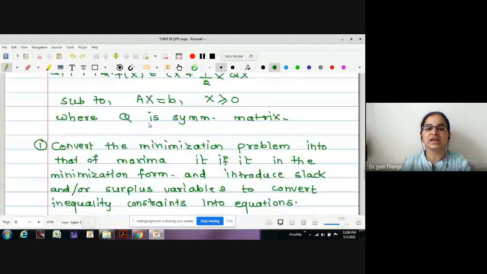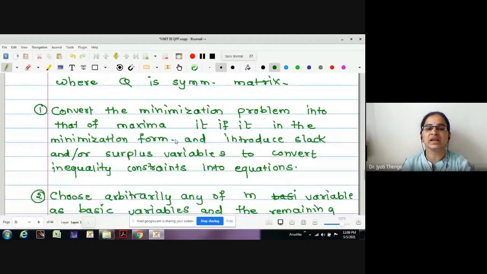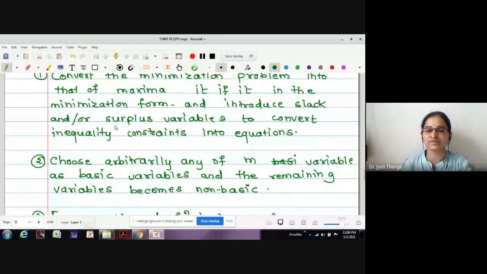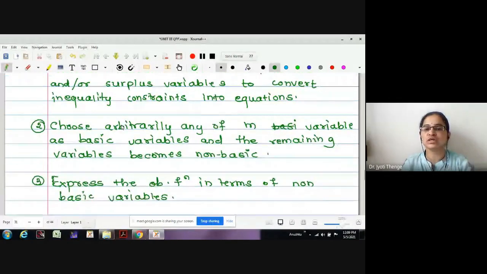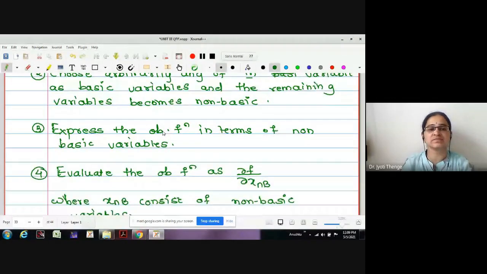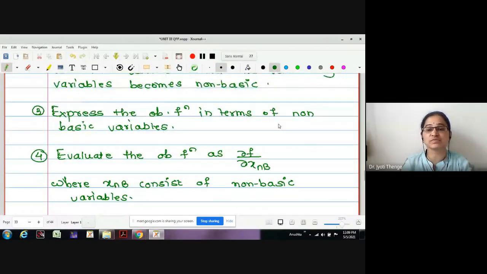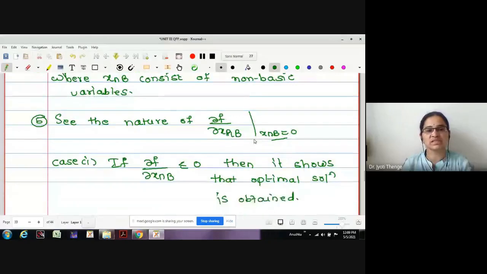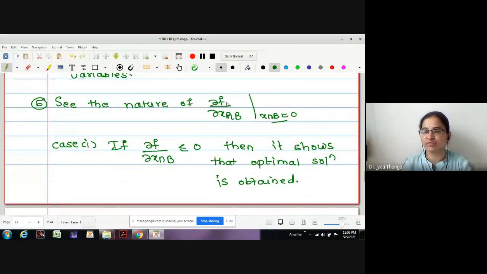Therefore, the algorithm says: first step, convert the problem of minimization to maximization if it is not already, then introduce slack and surplus variables to convert inequality constraints to equations. Then choose m basic variables, arbitrarily any variables. Express the objective function in terms of the non-basic variables, then evaluate ∂f/∂x_NB, that is, find the partial derivative of the objective function with respect to the non-basic variables, and observe its nature.